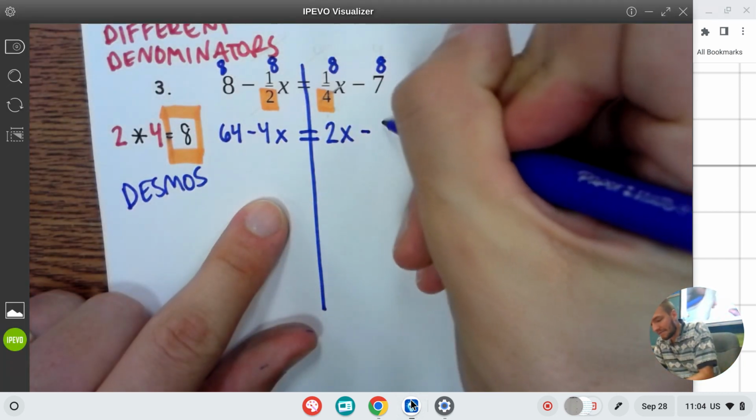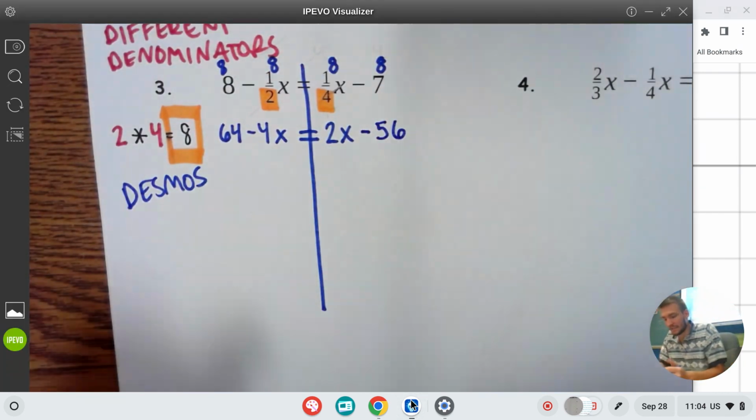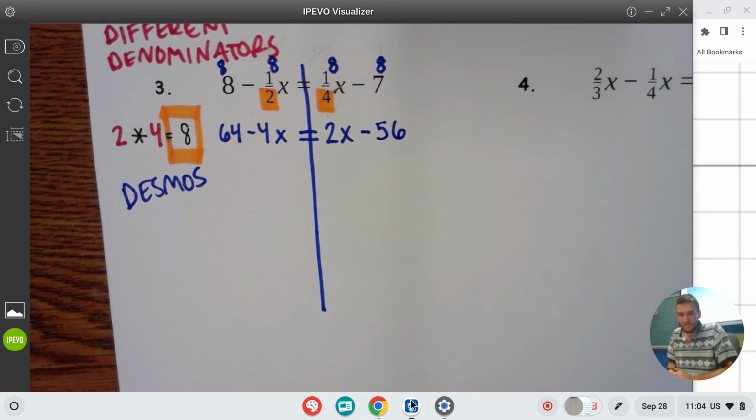And so we have -56. From here, the fractions are gone. We don't have to worry about any fractions. Really we should just be able to solve it from here.